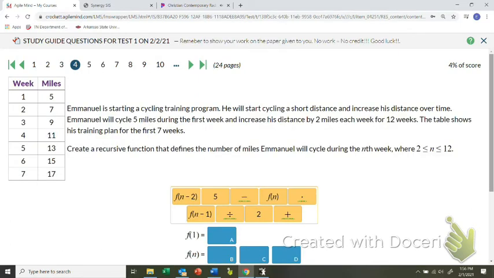Emmanuel is starting a cycling training program. He will start cycling a short distance and increase his distance over time. Emmanuel will cycle 5 miles during the first week and increase his distance by 2 miles each week. The table shows his training plan for the first 7 weeks. Write a recursive function that defines the number of miles Emmanuel will cycle during the nth week.